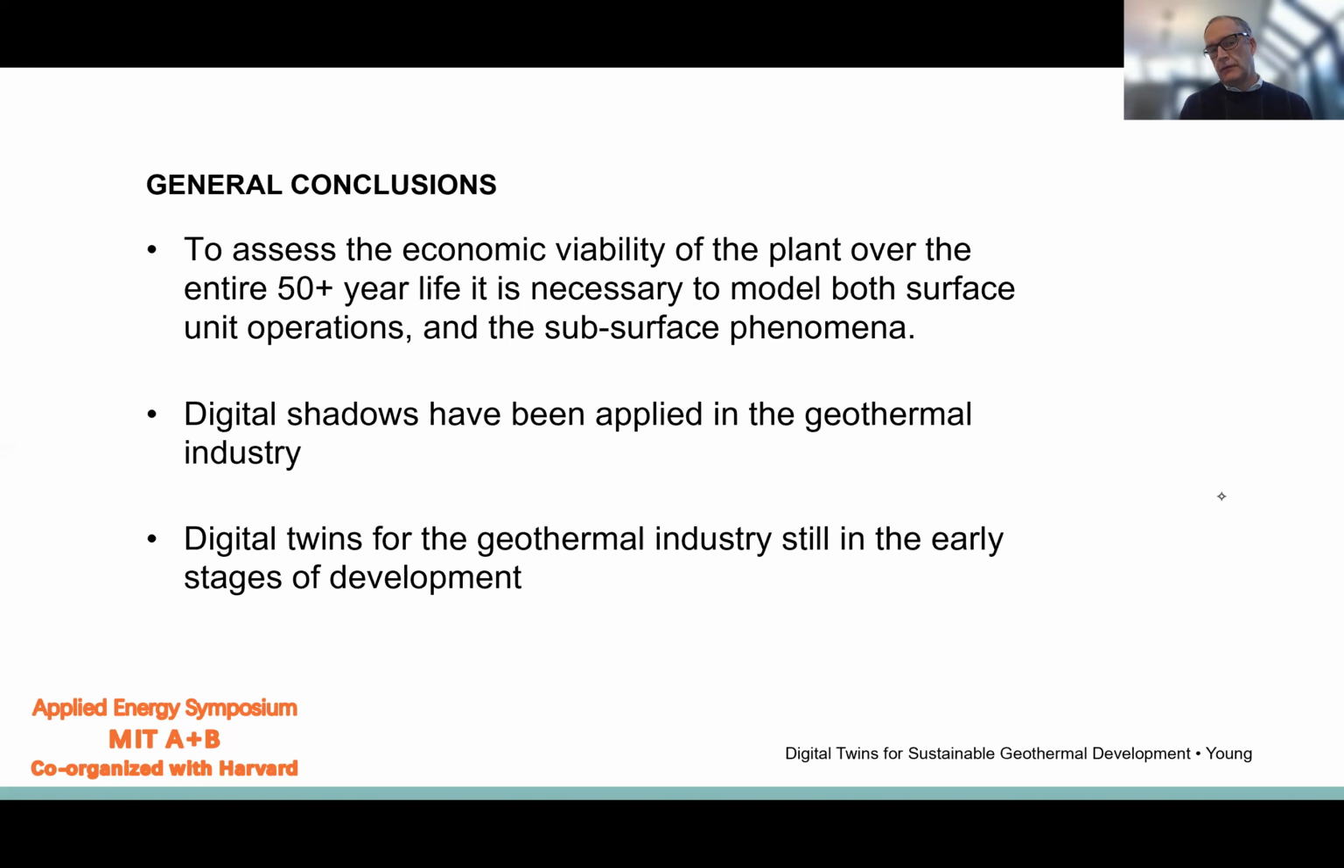But it's fair to say that the full-blown digital twin is still very much in the early stages of development for the geothermal industry.